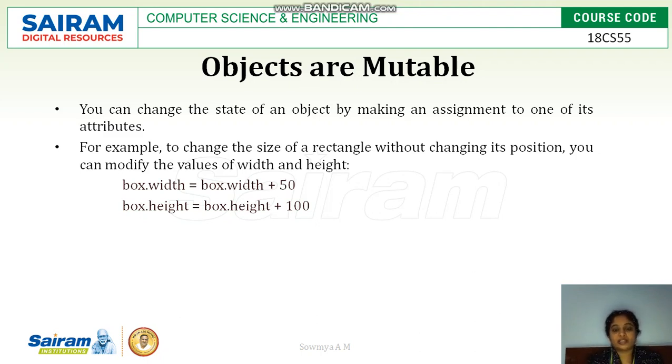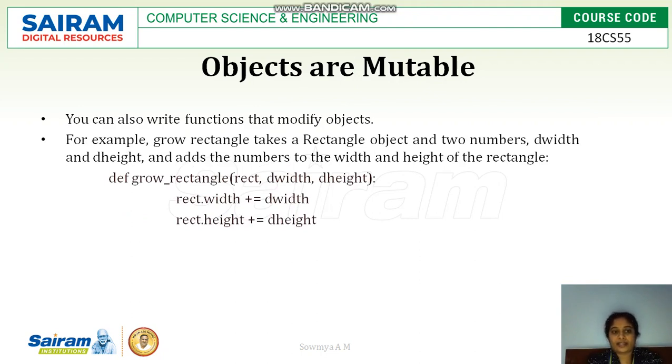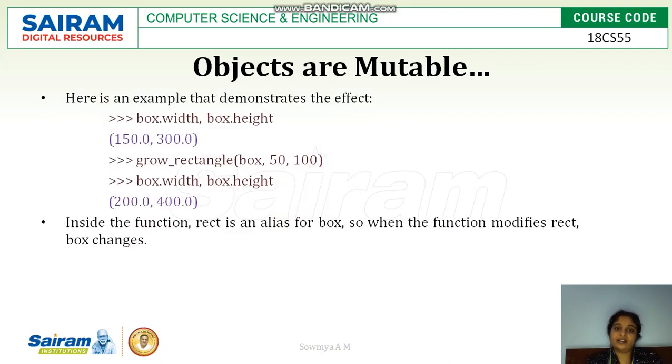So it changes the size of a rectangle. You can also write this as a function with a modified object, like grow rectangle. You create a function called grow rectangle with rect, dwidth and dheight. Rect is the object passed, and dwidth and dheight are the values to be added. Rectangle dot width plus equals dwidth adds the previous width with dwidth and stores it back to the rectangle width.